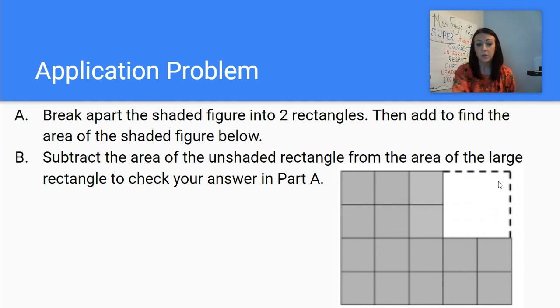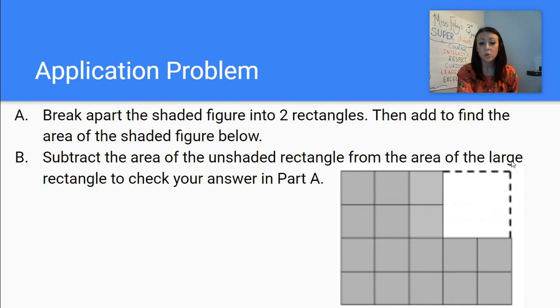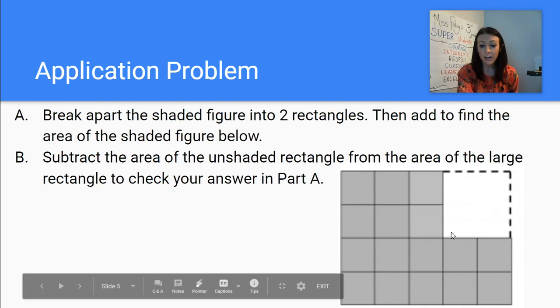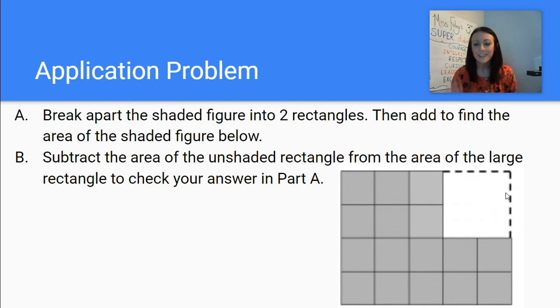So we could do it like we did in part A by breaking it into 2 rectangles, or this second way that I want you to do now with part B is find the area of this large rectangle, and you're going to take the area of this large rectangle and you're going to subtract the area of this white rectangle right there. So go ahead and do that now, and you should get the exact same answer you did for part A. So pause the video and go do part B.